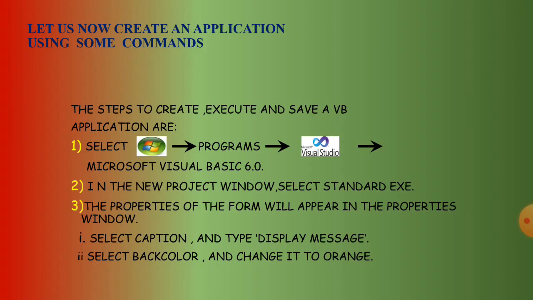There, a new project window will appear on the screen. In that, select standard exe. Then the properties window of the form will appear. The properties of the form will appear in the properties window, which always appears on the right side of the form designer window.